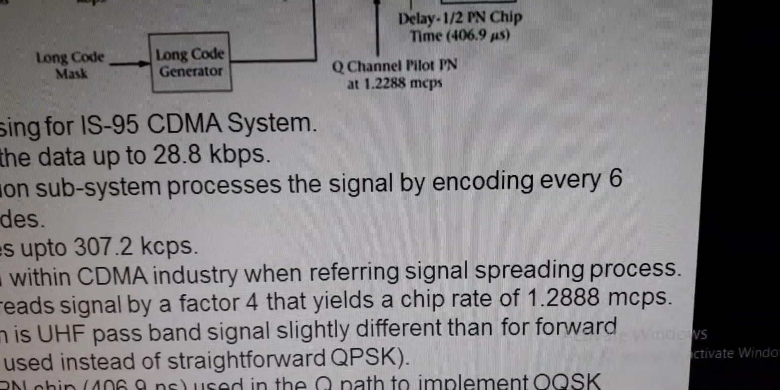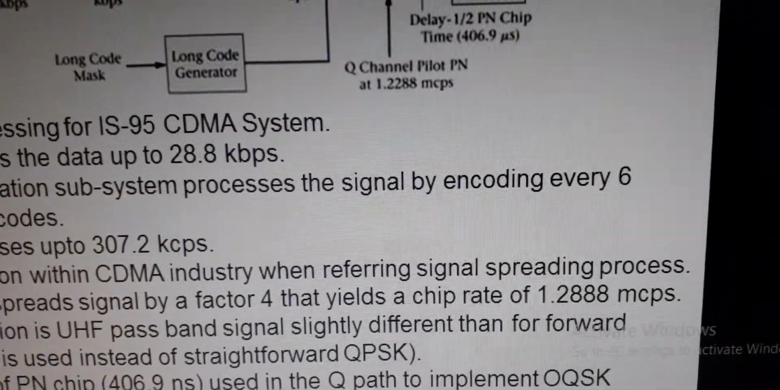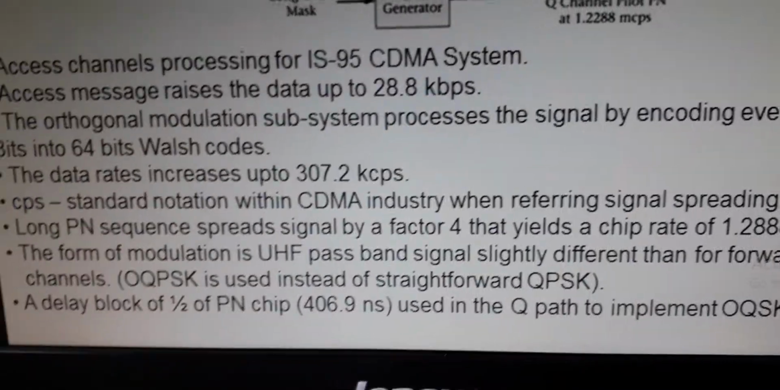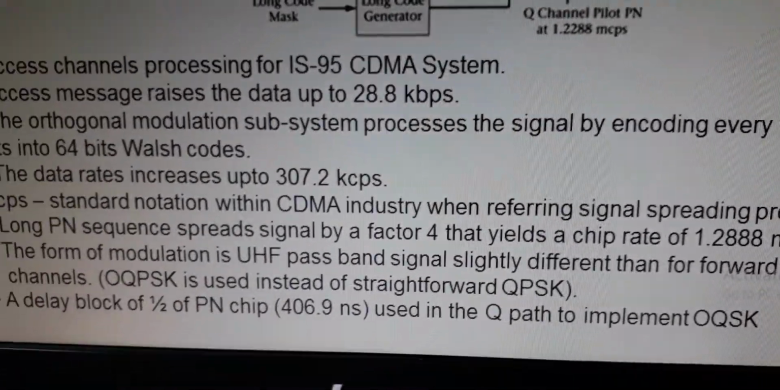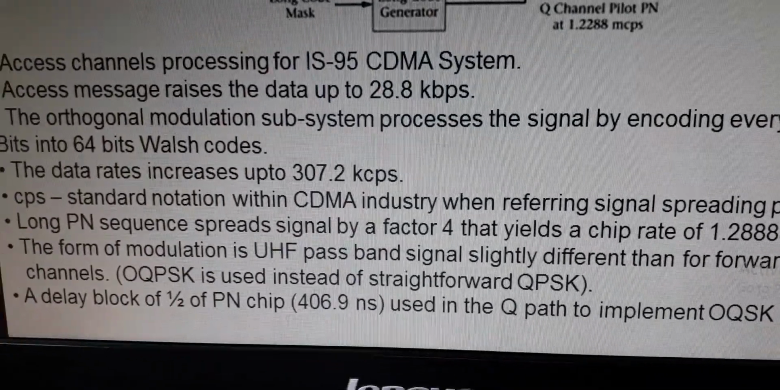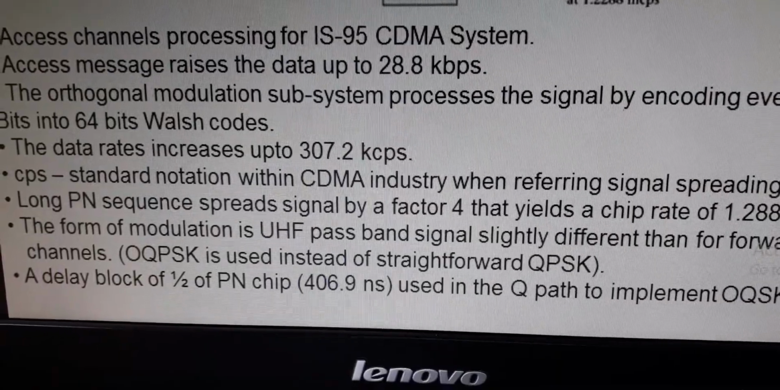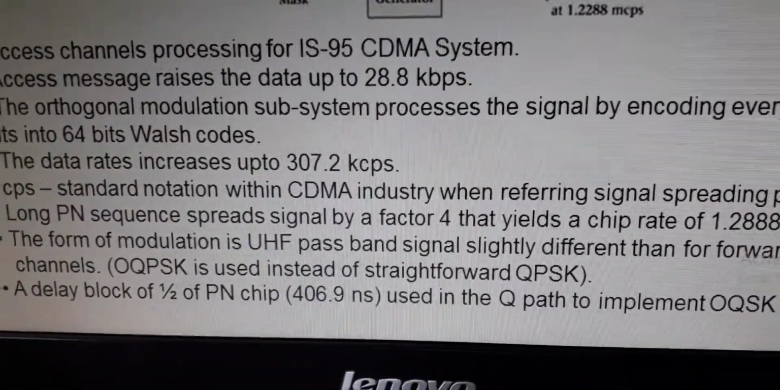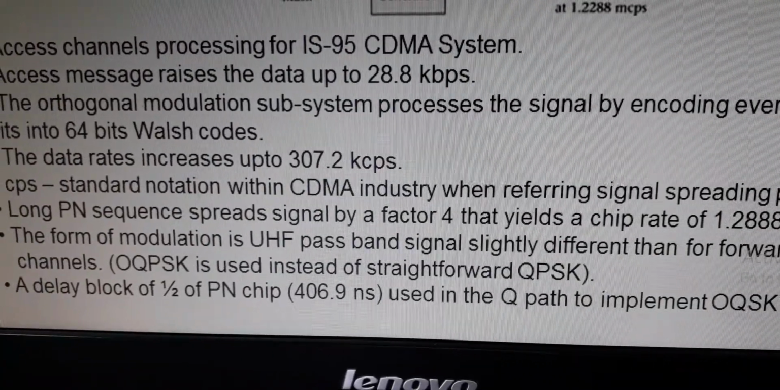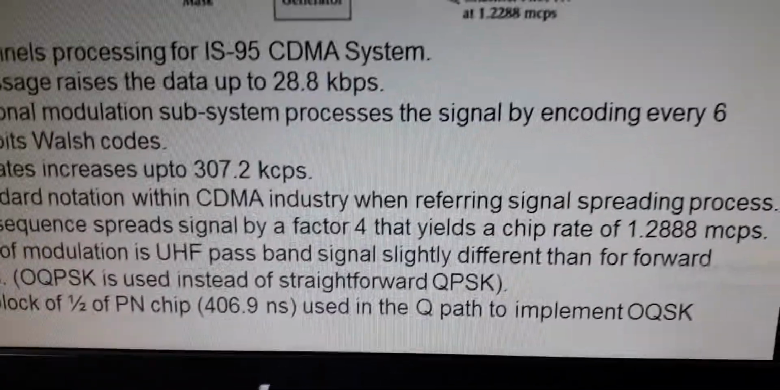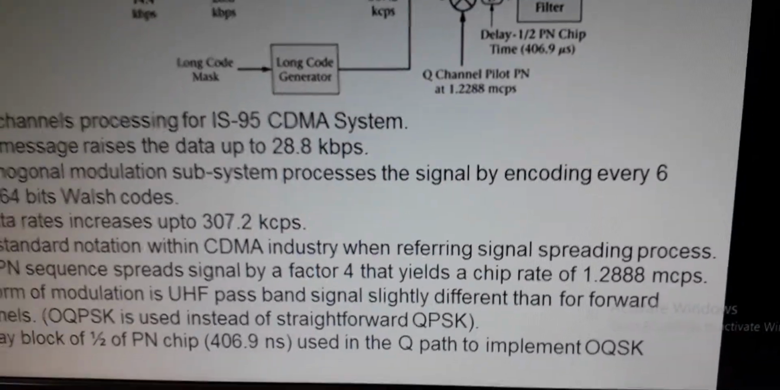You can also refer to the forward channel signal processing. It's also 1.2288 megachips per second. And then the UHF passband is slightly different, and it is not a straightforward QPSK. So there will be a delay block, half of the PN chip period, around 406.9 nanoseconds, used for the Q path to implement orthogonal quadrature phase shift keying.